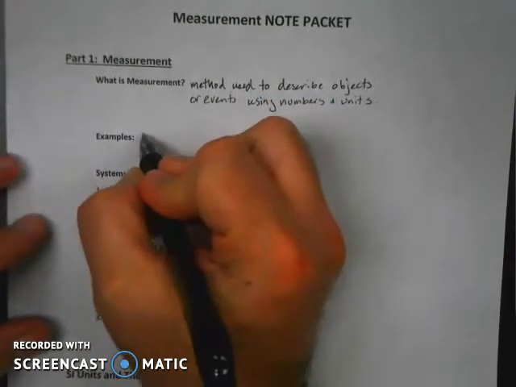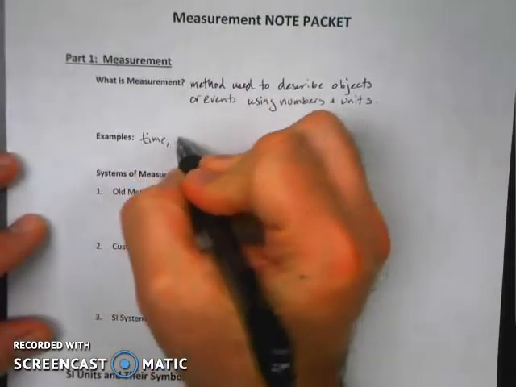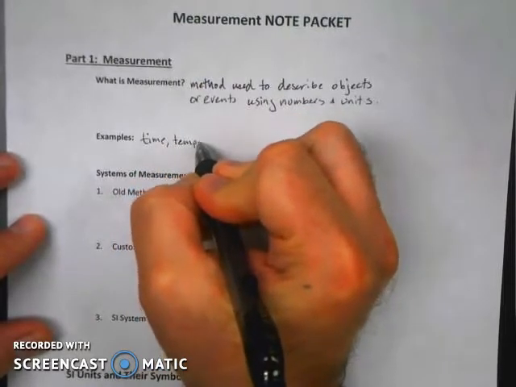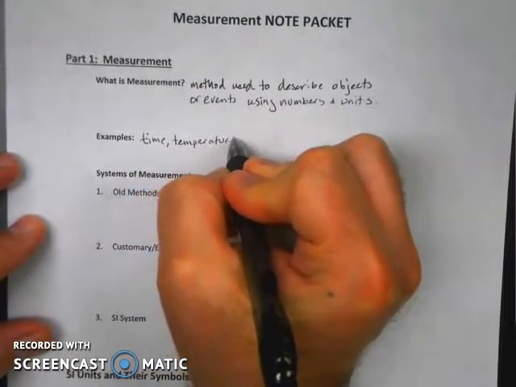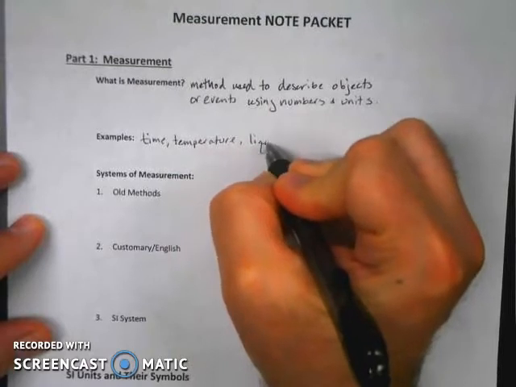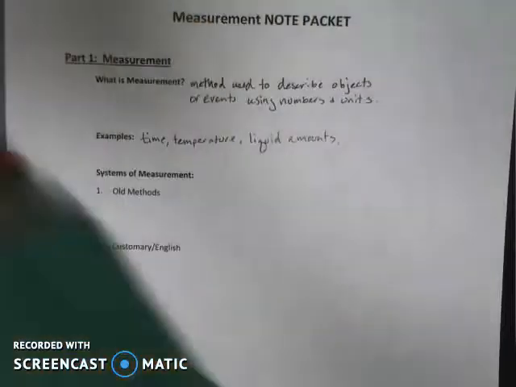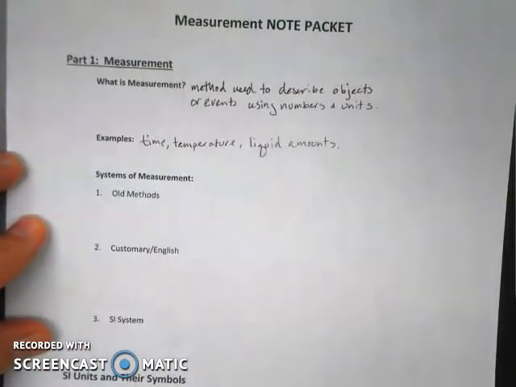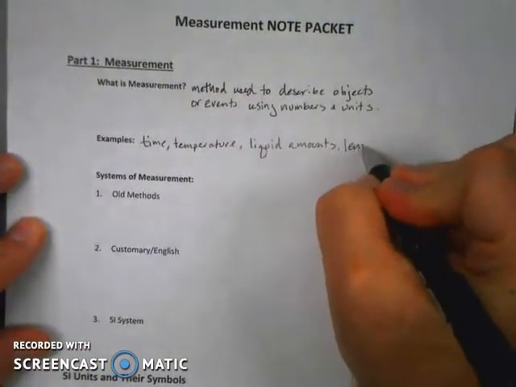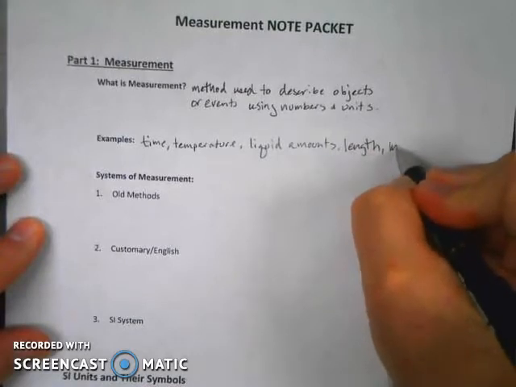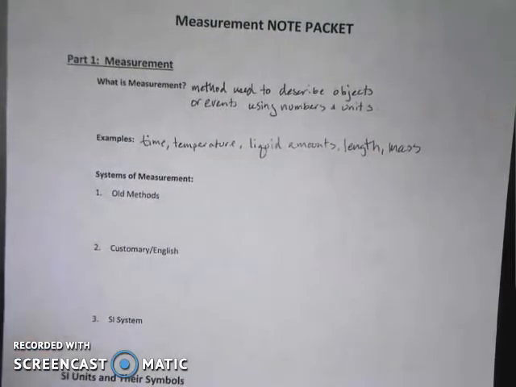So time is a good example. Other examples could be temperature, liquid amounts, we could have length, we could have mass, and we could keep on going with all different examples.